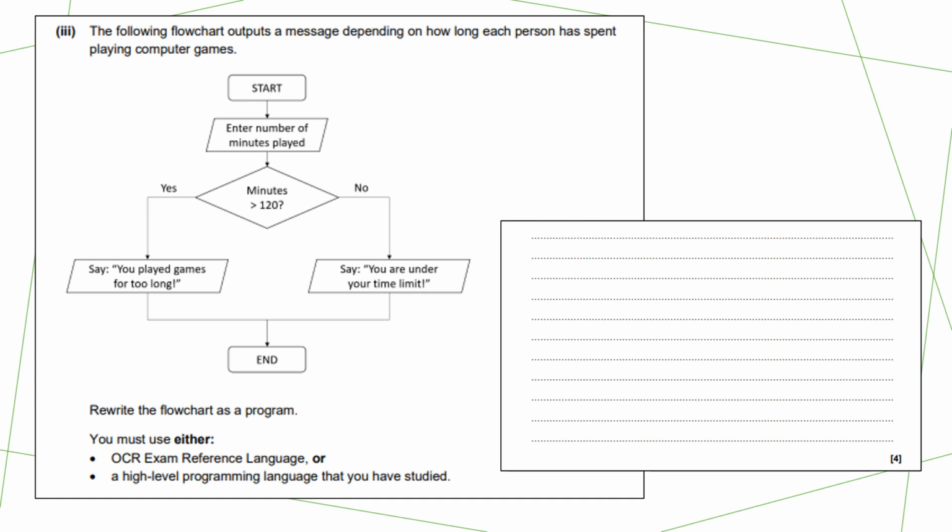So it says that we start the algorithm and we enter the number of minutes played. So I advise you to go through step by step, looking at each symbol and thinking, what would that be in code? So enter number of minutes played. How do I write that into code? The next bit is a decision. So how do I do a decision or a condition basically into code? And then if that is true, so if minutes is greater than 120, then I need to do something and I need to carry out a process, and it says say, so I'm presuming that means output. And if it's not true, then I say something different, so it means output something else.